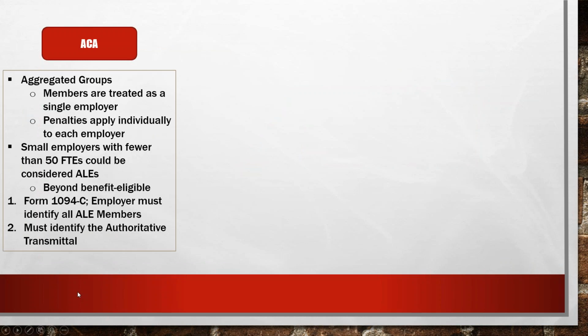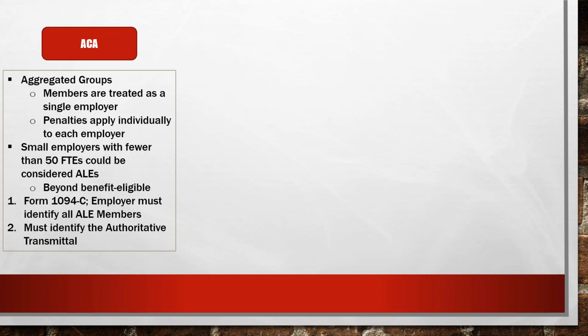So let's talk a little bit about the ACA and how a commonly controlled group comes into play. I think it's probably our most common one that we hear about. A commonly controlled group just means a bunch of aggregated groups that come together. The members within the aggregated group are treated as a single employer. Penalties will apply individually to each employer, but something you have to think about is that small employers with fewer than 50 full-time employees could actually be considered an applicable large employer when factoring in those commonly controlled groups.